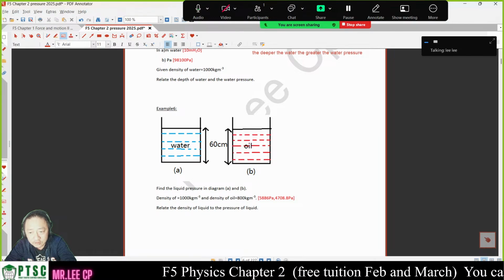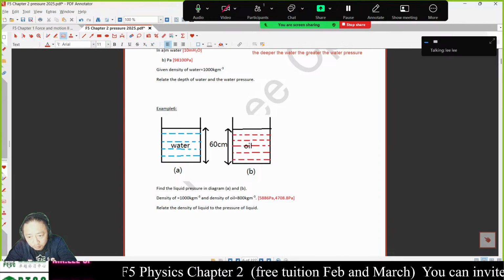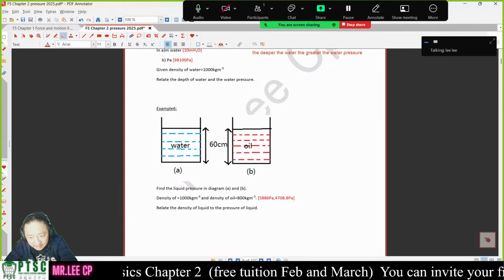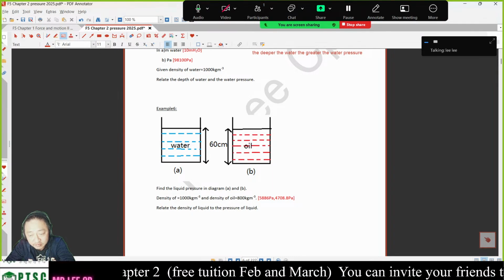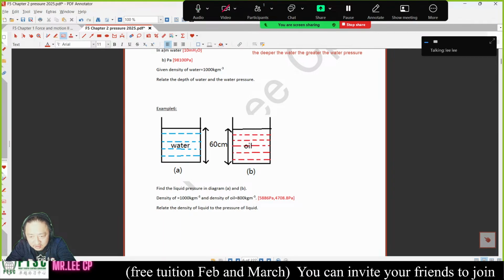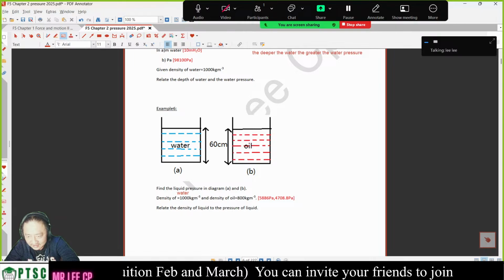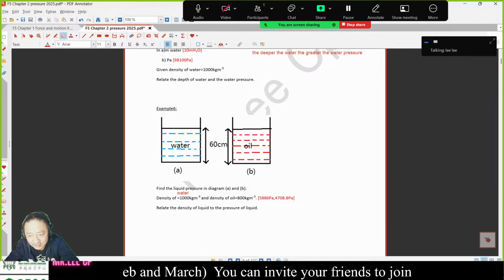Now this is 60 cm. This is 60 cm also, but this one is water and this one is oil. Find the liquid pressure, the water pressure and the oil pressure. Given the density of water, water is 1000, like what I told you. Density of oil is 800.